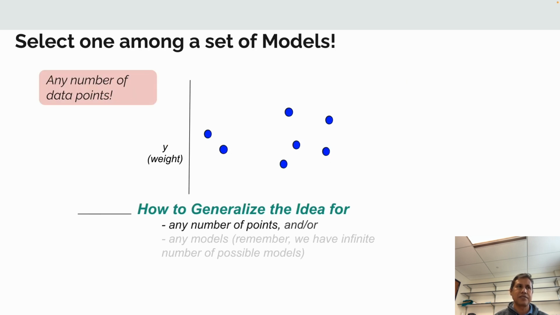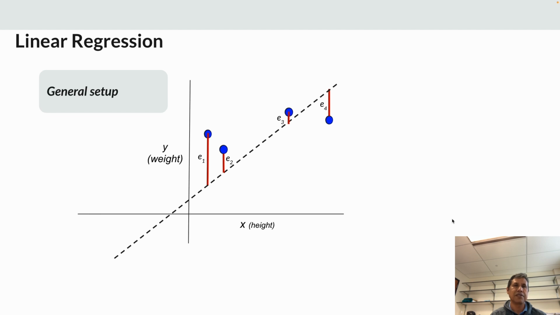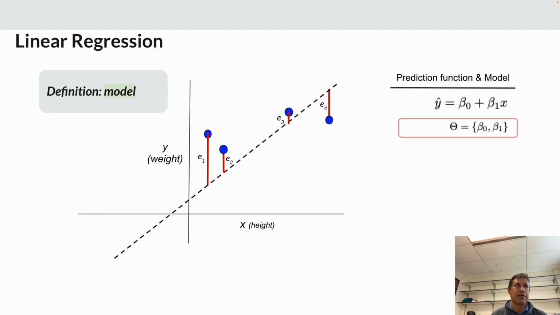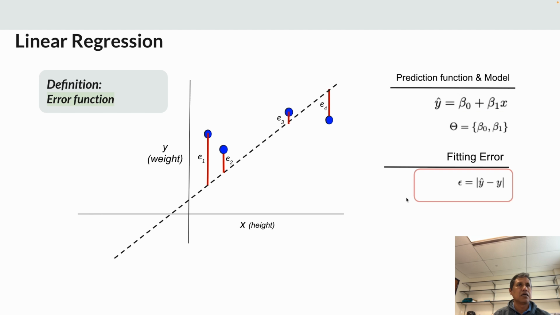Now we have to generalize this for any number of points and any number of models. To do that, first we need to learn some definitions. For example, the model theta, beta 0 and beta 1: when we refer to this, we are talking about a line or a linear regression model. Then the prediction function, where the model predicts for a new data point, and your parameters. Then the fitting error, in this case the absolute error, which is the distance between where the model predicted and where the original data point was.